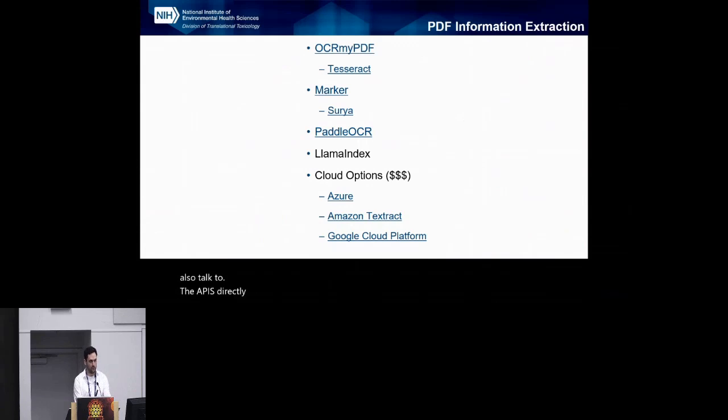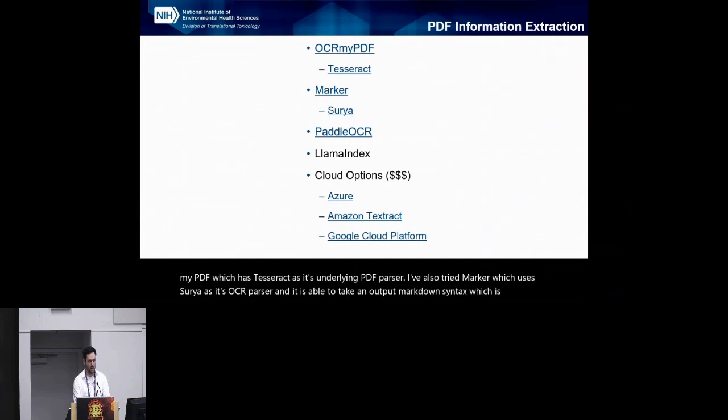In order to do those NTP reports, we've tried a few different tools: OCR, MyPDF, which has Tesseract as its underlying PDF parser. I've also tried Marker, which uses Surya as its OCR parser, and it is able to output markdown syntax, which is great for language models because that's a really easy way to interact with them. Some people have recommended Paddle OCR. Haven't gotten that one quite working just yet. We've also had really good success with Llama Index, which has its own PDF ingester and parser, and that's how we've been doing querying over the retrieval augmented generation.